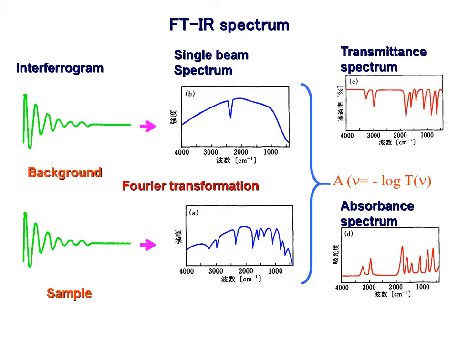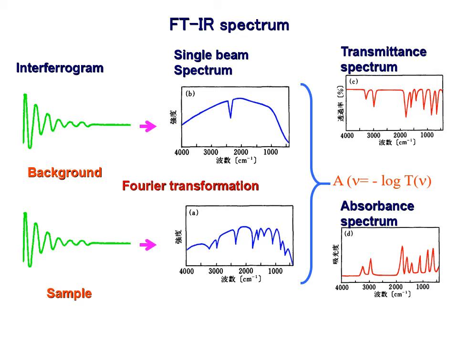The intensity of the light from the light source is continuously distributed in this way, but in some places, the intensity drops sharply due to absorption by infrared active gas molecules such as water vapor and carbon dioxide existing in the air. Then insert the sample and measure the interferogram of the sample. Fourier transform it to get the single beam spectrum of the sample.